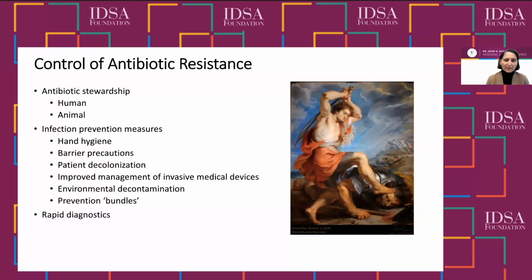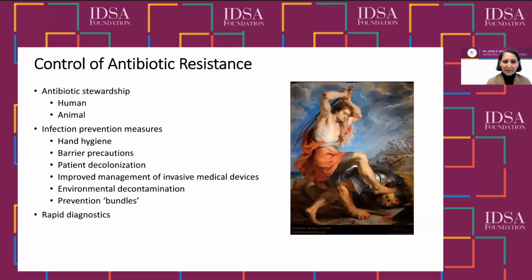Next slide. So what can we do? Well, we do have tools. And I think particularly in the 10 or 15 years before the COVID pandemic, we've really made some really good progress, at least here in the United States, on reducing antibiotic resistance. So the tools that we have available and that have been used with some success include antibiotic stewardship, both human and animal. We have to remember that antibiotics are used not just in healthcare, but in the community, in veterinary medicine, and in particular in agriculture.